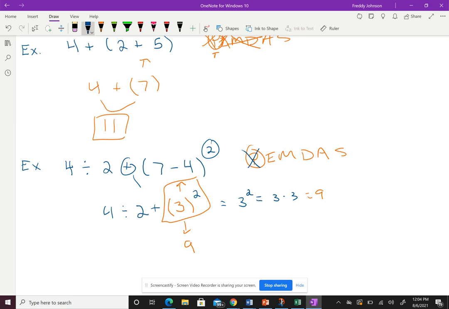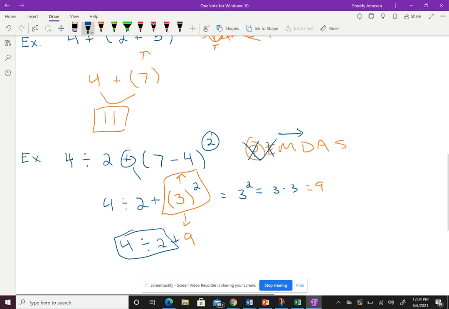Once again, I didn't touch the plus, so I put the plus down. Didn't touch the 2, so I put the 2 down. Didn't touch the division or the 4, so those all come down. Okay, so now I took care of my exponents. There are no more exponents here. So now I move into multiplication or division from left to right. Well, here's division right here. So I'm going to divide those. Well, 4 divided by 2 is 2.